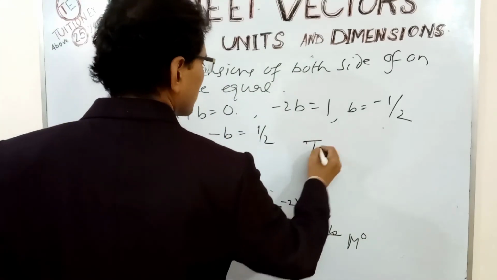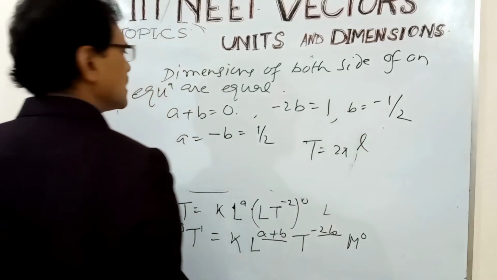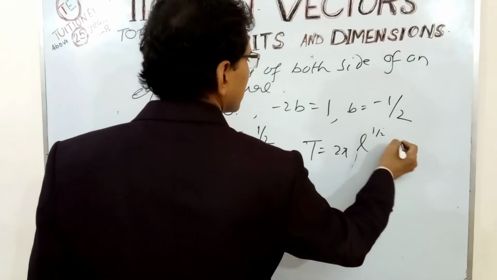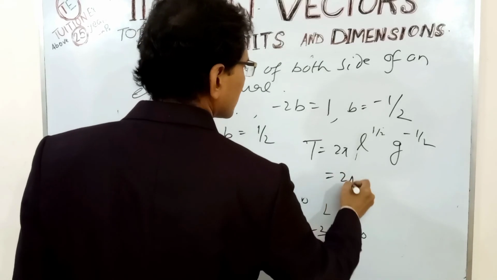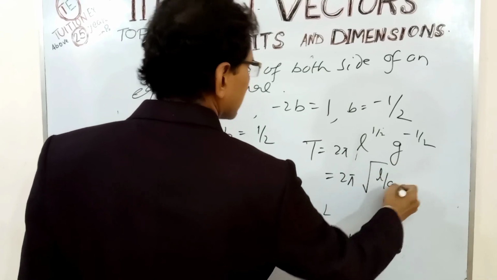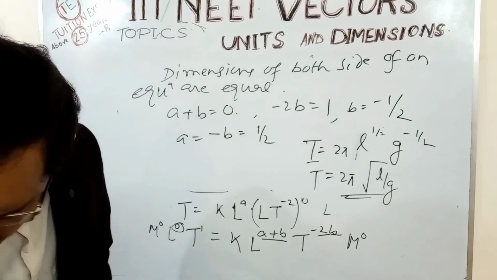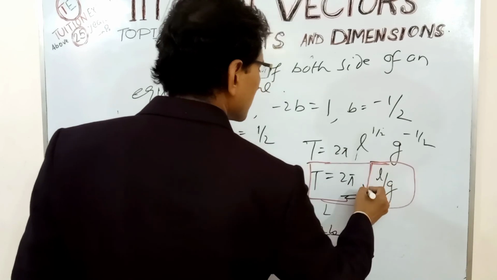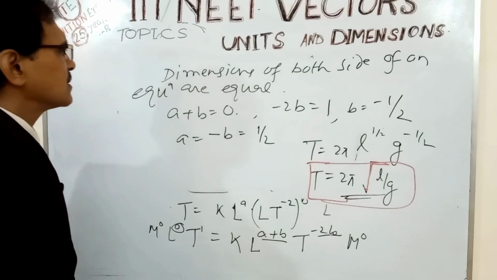So we get the formula T equals 2 pi L to the power A, A is half, and g to the power B, B is minus half. So this is the formula for the time period of a simple pendulum.